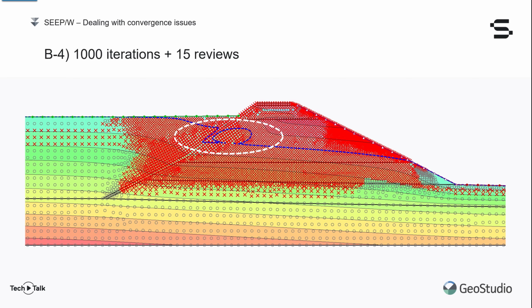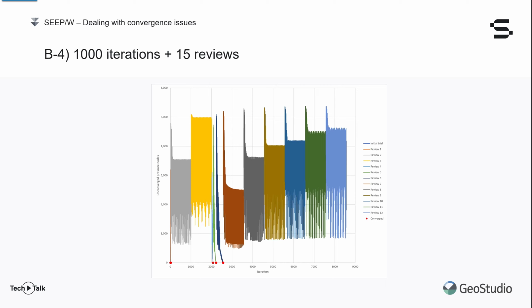Looking back at the convergence plot, we can spot patterns of what looks like repeated solutions being tried by the solver. Notice how, after an initial downward trend in unconverged nodes, the solver fails to maintain the downward trajectory and instead begins to oscillate. Let me isolate review number 10 to get a clearer picture of the phenomenon.